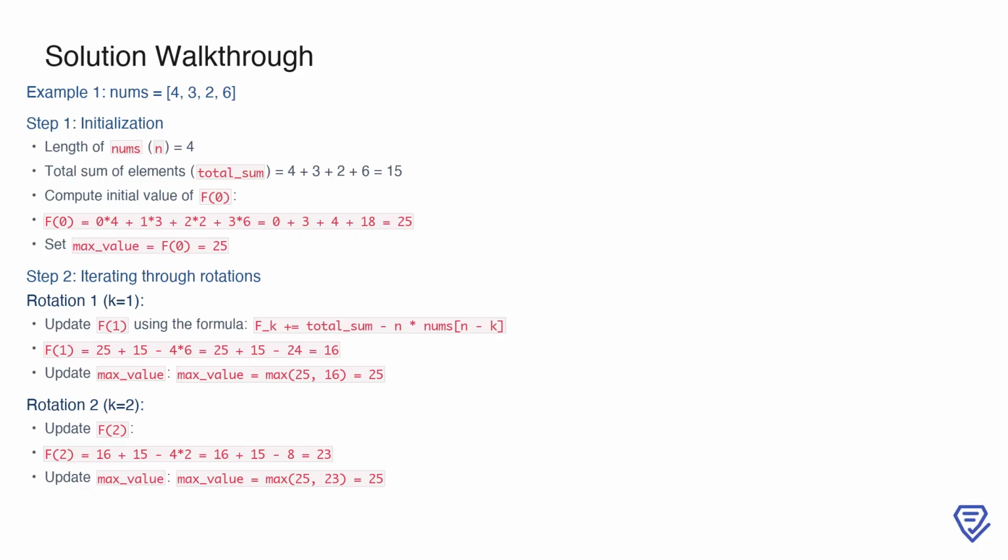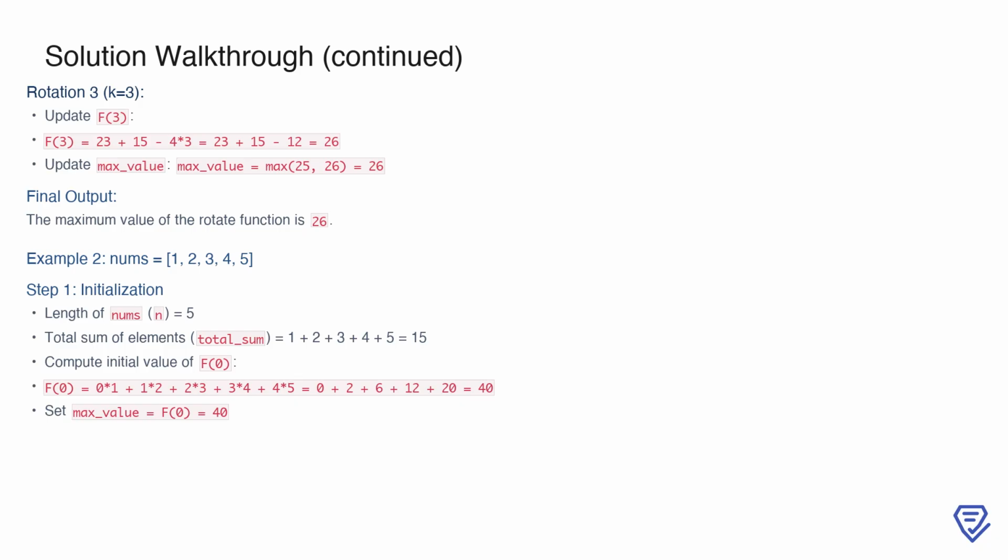At this point, we set the initial maximum value, max_value, to f0, which is 25. Now, as we iterate through the rotations, we use the formula f_k equals f_(k-1) plus total_sum minus n times the last rotated element. For the first rotation, f1 becomes 25 plus 15 minus 4 times 6, which evaluates to 16. The maximum value remains unchanged at 25 since it's greater than 16. Moving on to the second rotation, we calculate f2 as 16 plus 15 minus 4 times 2, which results in 23. Again, the maximum value remains 25, as it is still greater than 23.